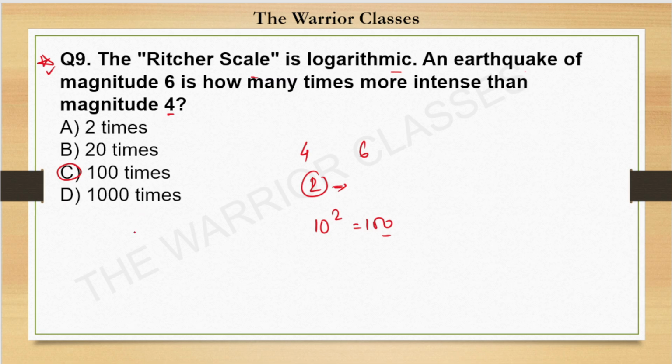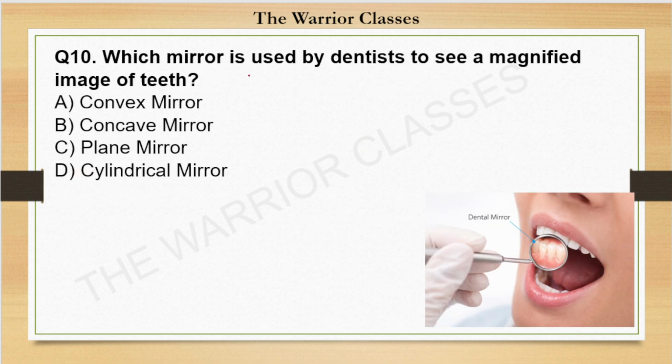Now the question number 10. It is, which mirror is used by dentists to see a magnified image of teeth? Correct answer of the question will be option number B, concave mirror. For making a magnified or bigger image, the dentist uses a concave mirror. Option number B is correct.